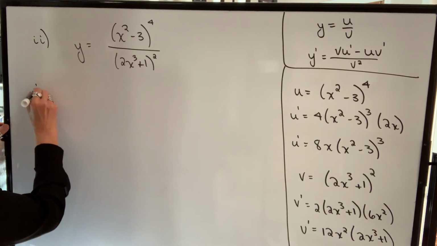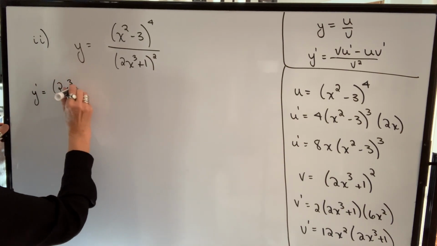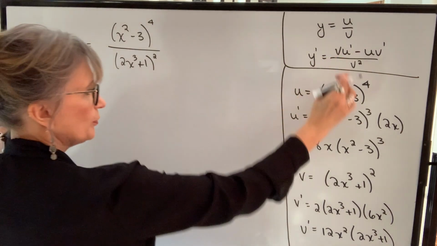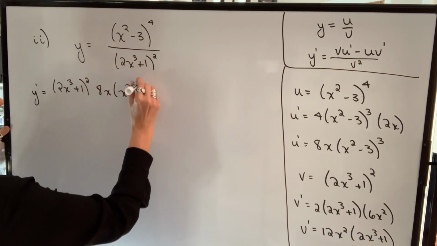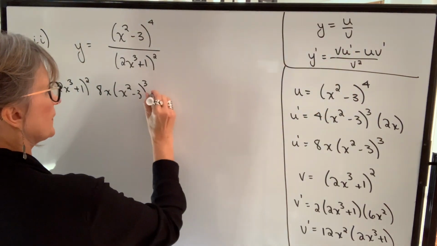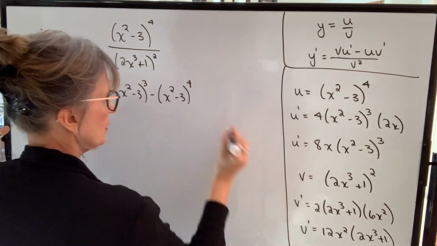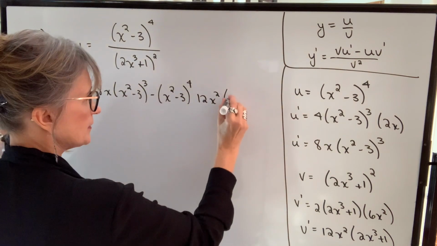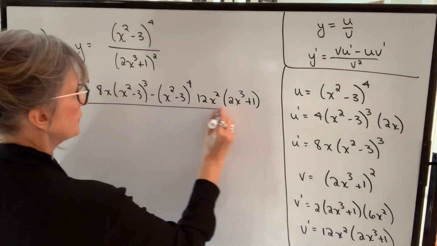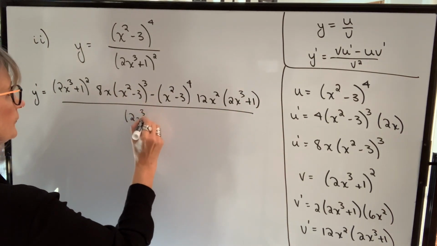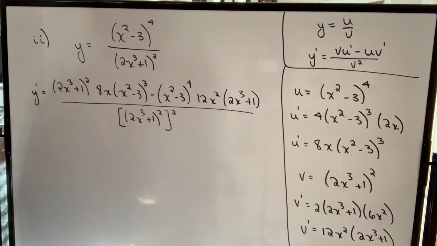So my derivative will be equal to v, which is the denominator, so (2x cubed plus 1) squared, times u prime, which is 8x, times (x squared minus 3) cubed, minus u, which is (x squared minus 3) to the 4th power, times v prime, which is 12x squared, times (2x cubed plus 1), all over v squared. So I'll just write it like squared like that, and then I will simplify.